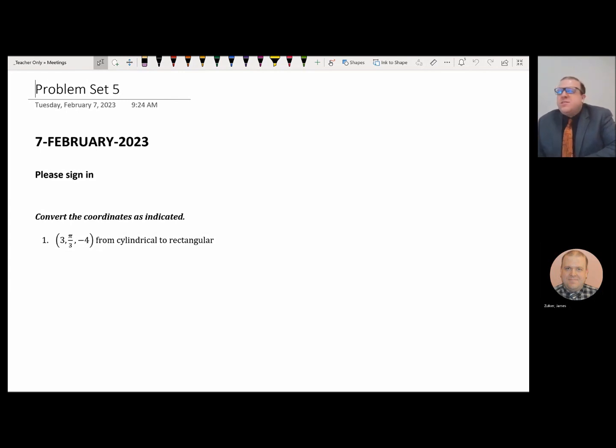So I'm going to be given a bunch of points, and we're going to be asked to convert from one coordinate system to another. Take (3, pi over 3, negative 4). That is cylindrical, and we want it in rectangular.